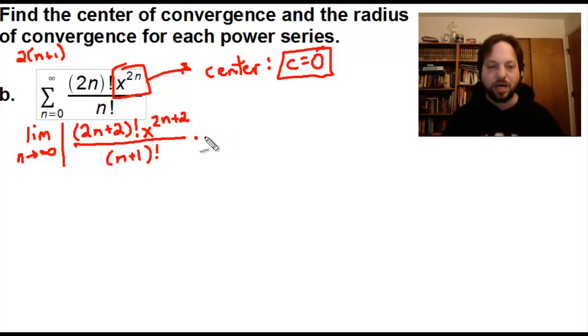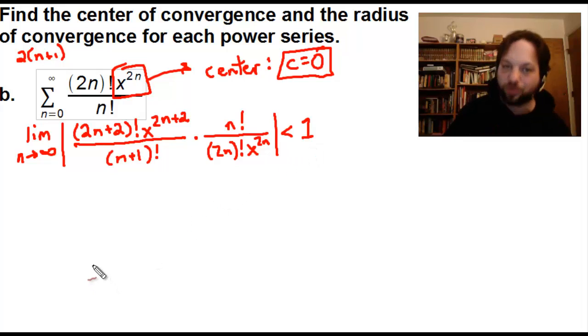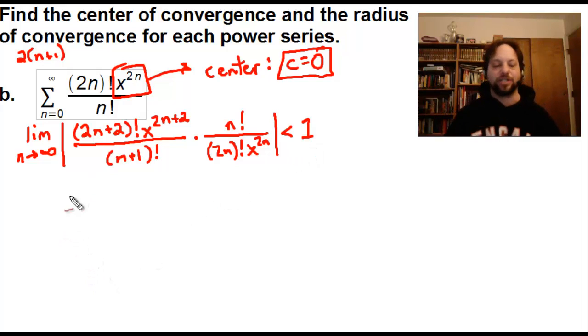It's a doozy. But if we multiply by the reciprocal of the current term, that'll give us our n factorial on top, quantity 2n factorial, and then x to the 2n power in the denominator. And of course, just as before, I want this to be less than 1 so that it converges by the ratio test. All right, well, again, just like with our first example, we need to go ahead and clean this up a little bit. So how are we going to clean this up?